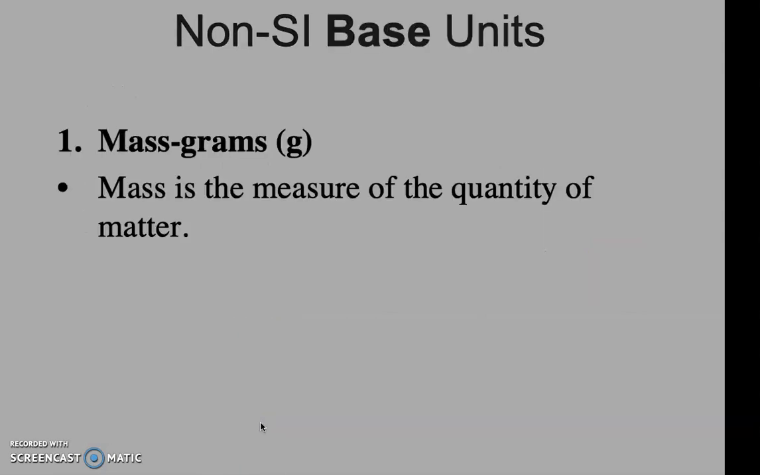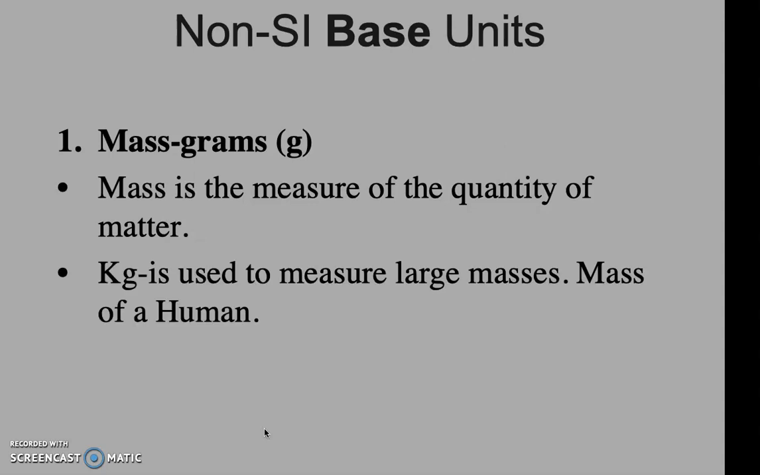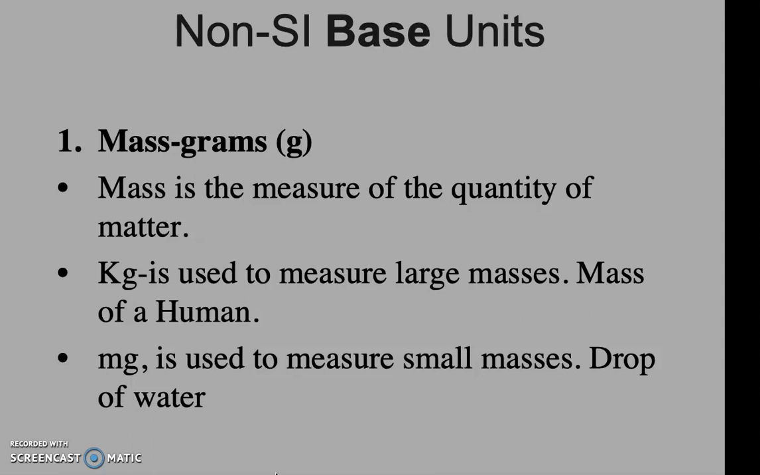Now mass is the measure of the quantity of matter, like how much mass does something have, not weight. Weight is the amount of force due to gravity. You would use a spring scale for that. Mass is the measure of the quantity of matter. For example, kilograms is used to measure large masses, like the mass of a human. In weight rooms, they have kilograms on the weights along with pounds. Check those out next time you go down there. Milligrams is used to measure smaller masses, like a drop of water.